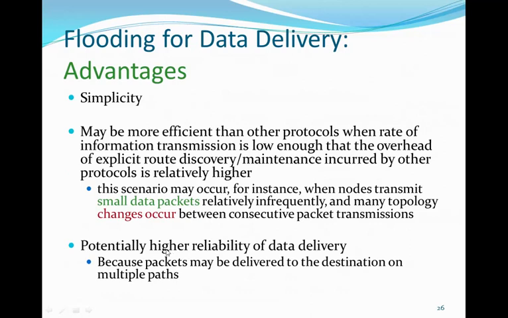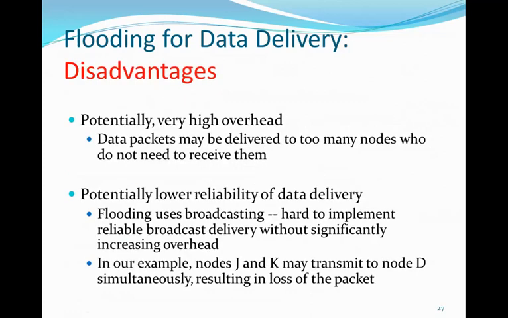There is also potentially higher reliability of data delivery through this flooding mechanism, because it exploits all the possibilities and shares the data with all nodes. The main reason behind that is that packets may be delivered to the destination on multiple paths. Another issue here may be redundancy, that you are delivering the same packet, the same data, to the destination node multiple times.